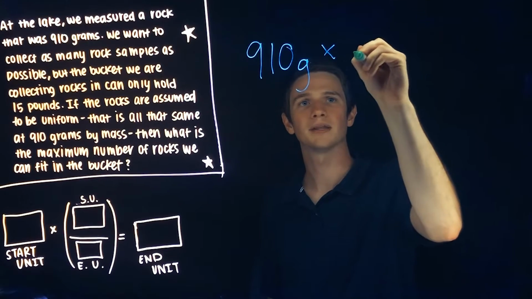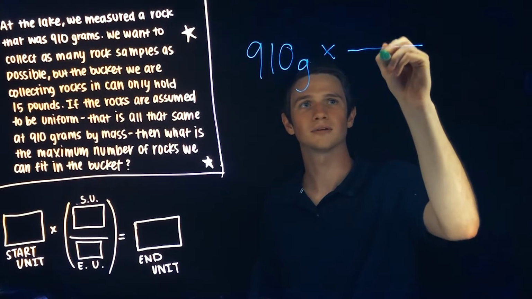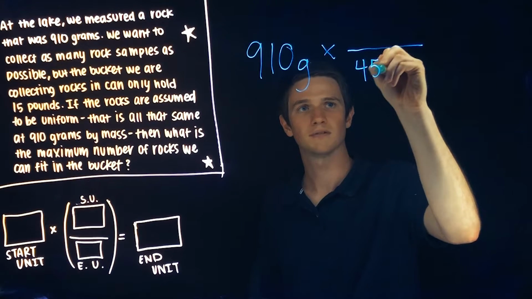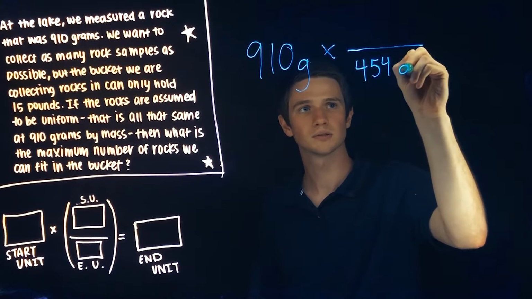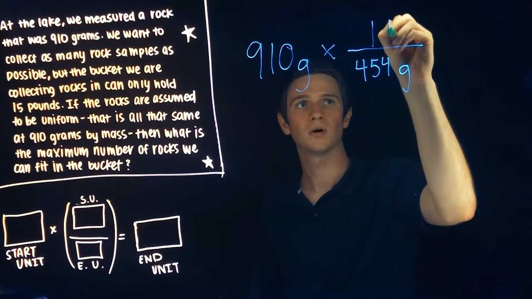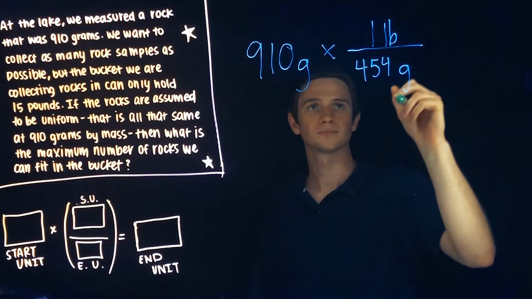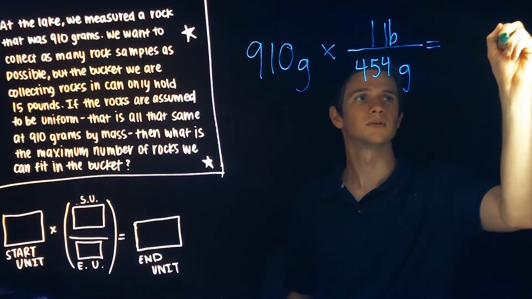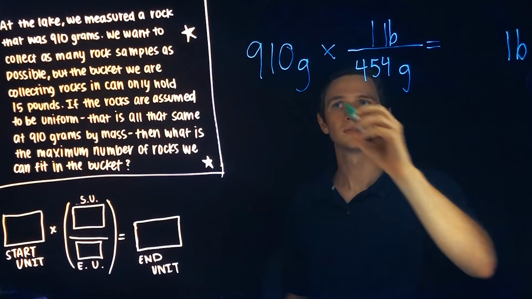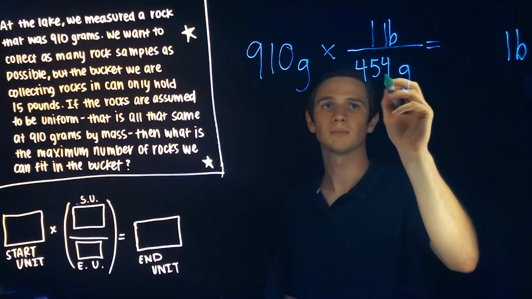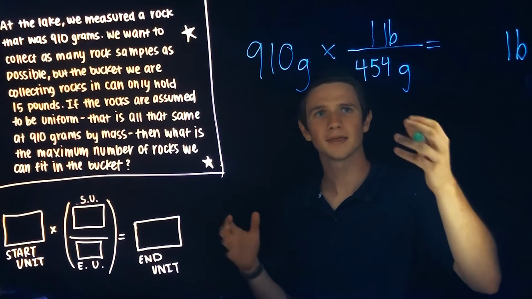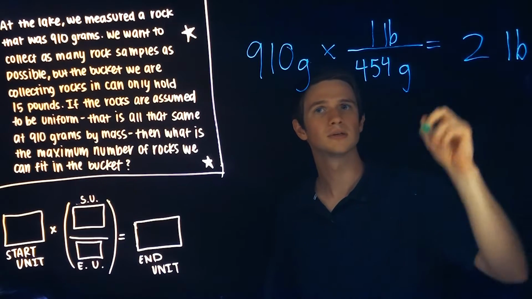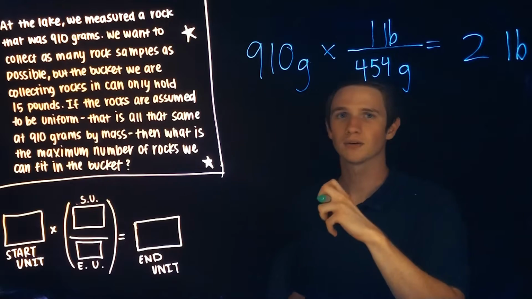Our starting unit is 910 grams per rock. We're going to multiply that by a conversion factor of 454 grams for 1 pound. Multiplying that will give us our end unit, which is pounds. So let's divide 910 by 454. That's approximately 2 pounds for 910 grams.